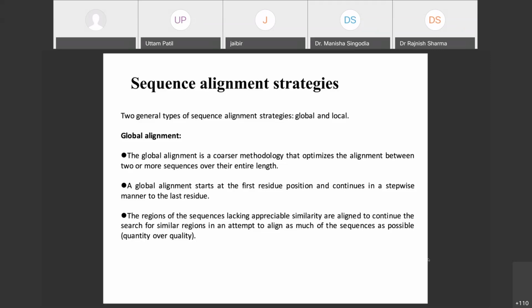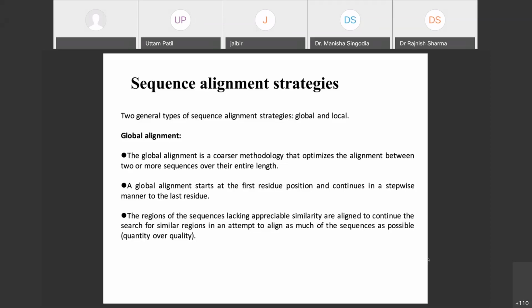So I will come on to that local alignment thing also. But first we are dealing with global alignment. So the global alignment starts at the first residue position and continues in a stepwise manner to the last residue. So the whole length of the protein is examined for the sequence alignment. Regions of the sequences lacking appreciable similarity are aligned to continue the search for similar regions in an attempt to align as much of the sequences as possible.